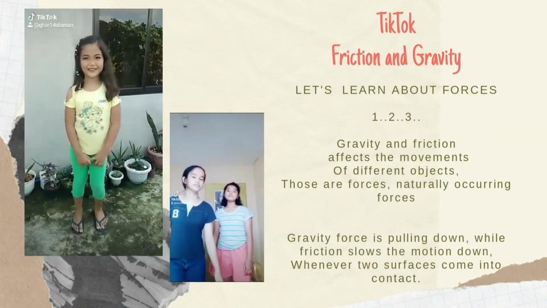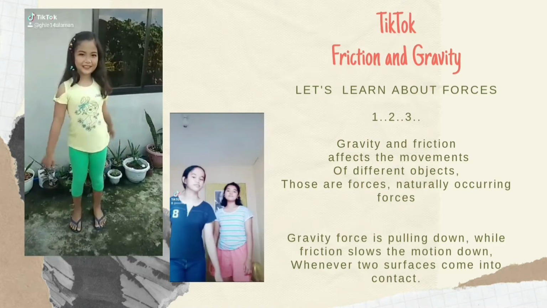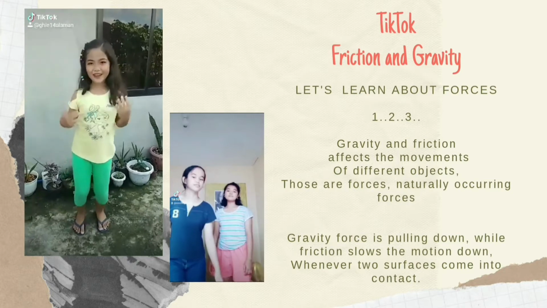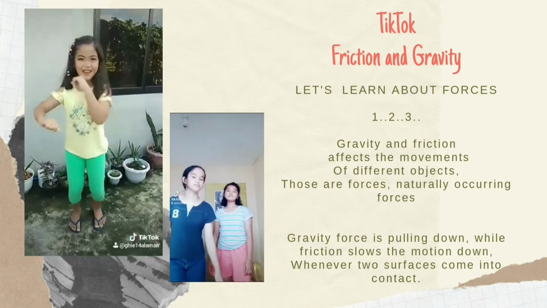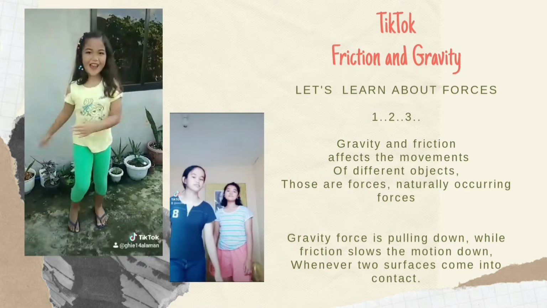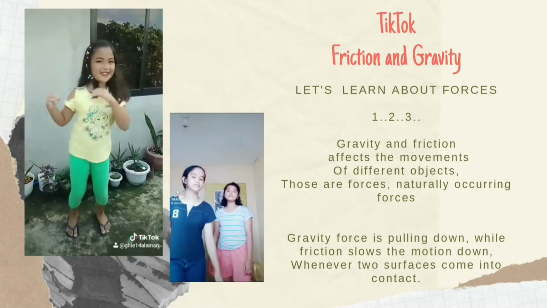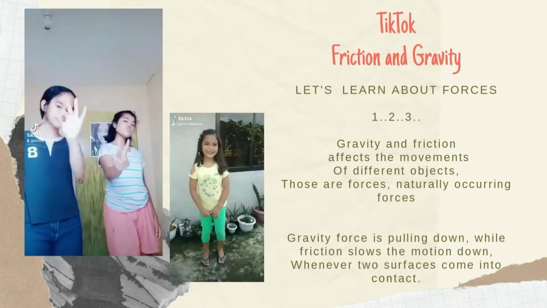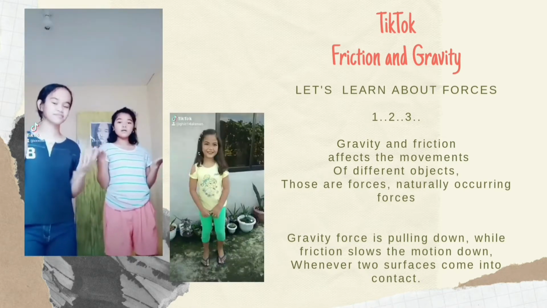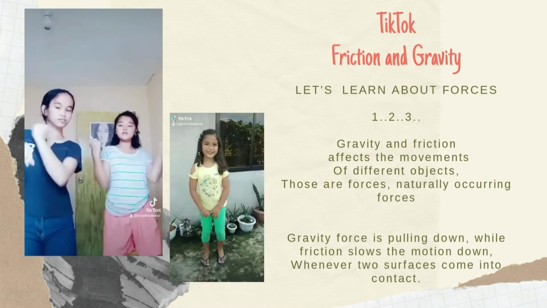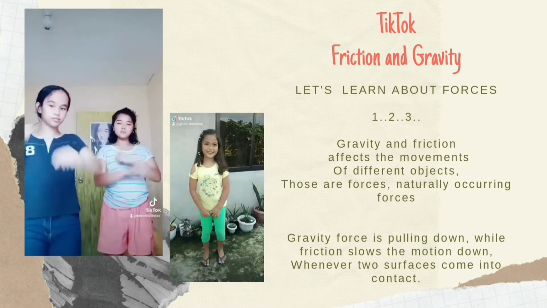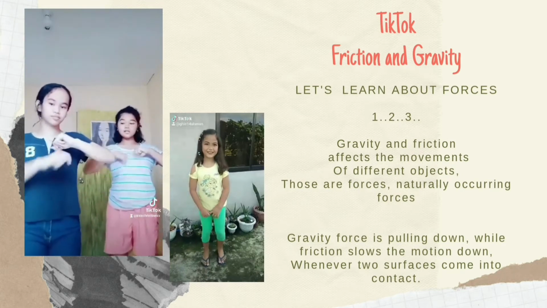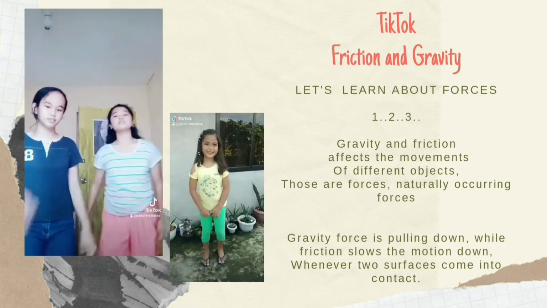Let's learn about forces. Gravity and friction affect the movements of different objects. Those are forces. Gravity force is pulling down, while friction slows the motion down whenever two surfaces come into contact.